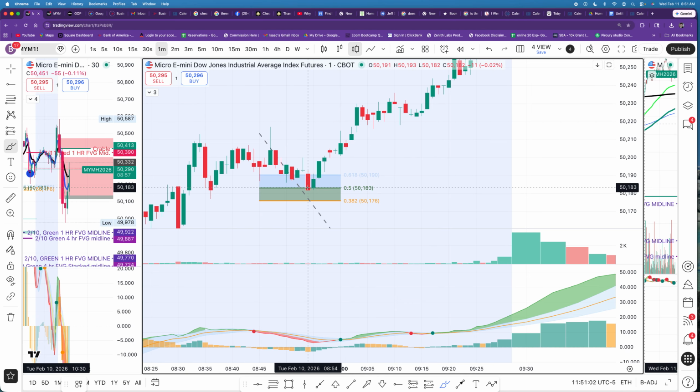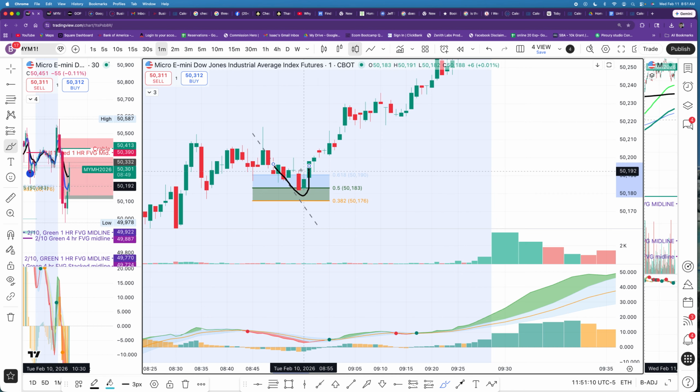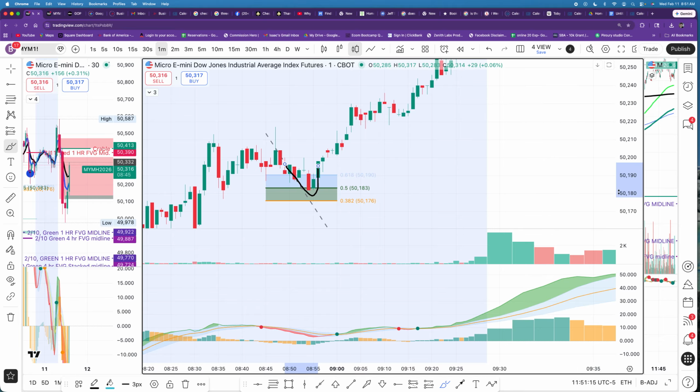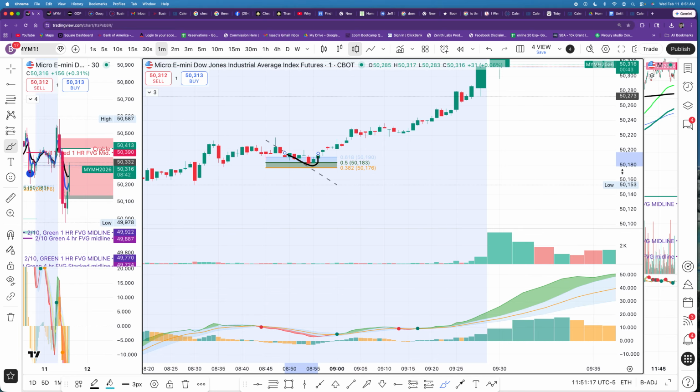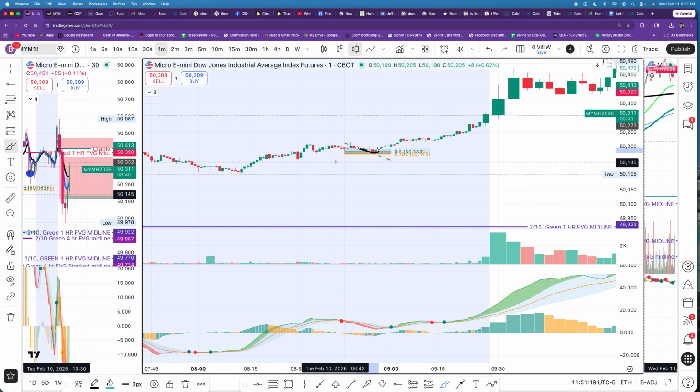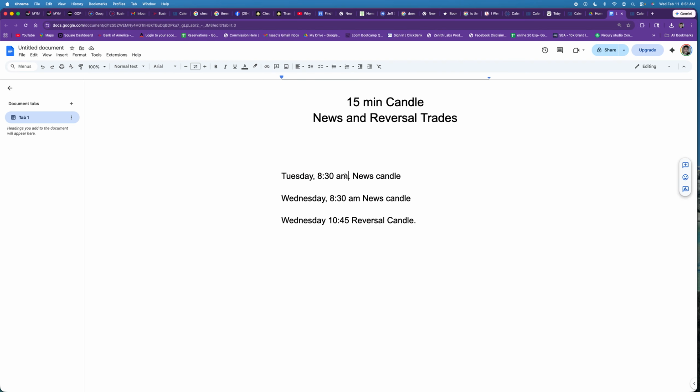We came right down to that 50% retracement, and we got that nice strong push up off. Okay, so that's where I got in right here. As I could see, we were bouncing off that level, and I took it up for a very nice trade. Actually, that trade turned out to be a very nice trade. Okay, so that was the Tuesday 8:30 a.m. news candle. Let's look at the Wednesday 8:30 a.m. news candle. I played this morning. Okay, let's look at that one.